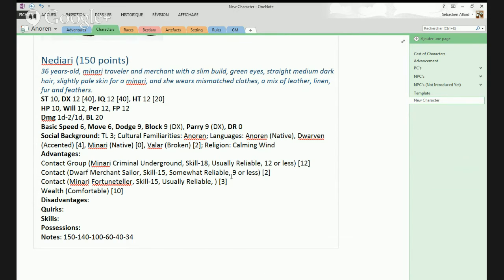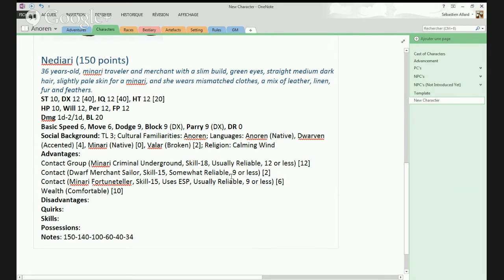She uses extrasensory perception. So, all right. She's usually reliable, so that multiplies my cost by 2. And she's traveling a lot, so it's not often that my character will encounter this person. So there you go. I have 3 contacts. These are the most important things for my character. So, quick tally: 12 plus 2 plus 6, it's 20 points of advantage right here.